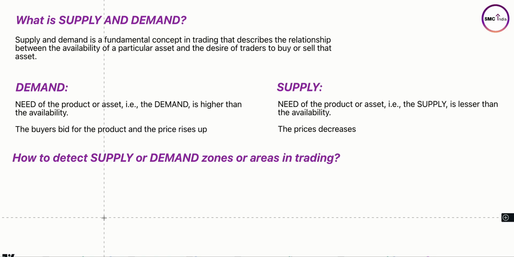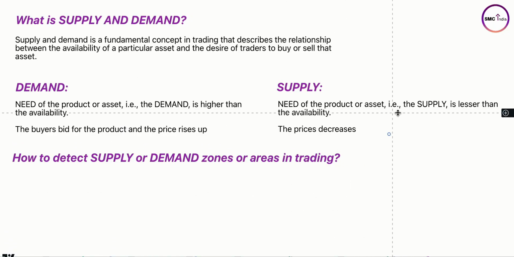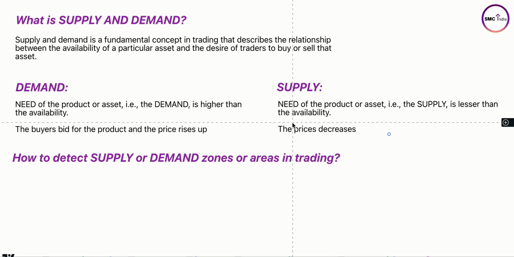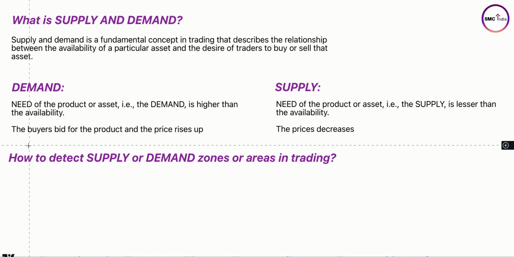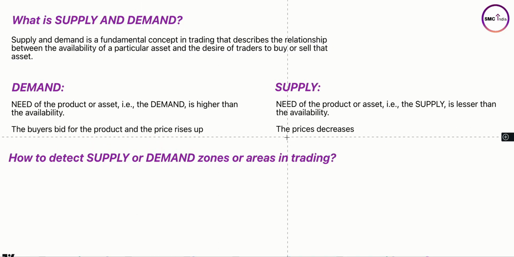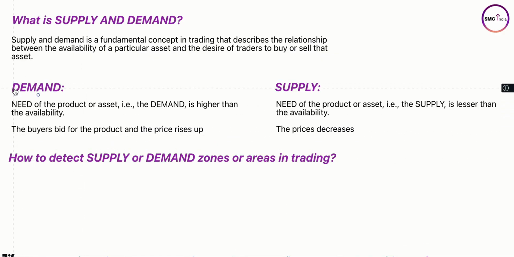Similarly, you can also conclude that when the price of a particular product or asset rises, there is a demand of the product, and vice versa is the case for supply. When the need of the product or asset, that is the supply, is less than the availability, that means there is a lot of available product or asset in the market, but there are less number of buyers to buy it. As a result, the price of the product decreases. So when you see a bullish trend in a stock, you may say that there is a demand of that stock. And when you see a bearish trend in that stock, you can say there is a huge supply in the stock. So these are the basics of supply and demand.